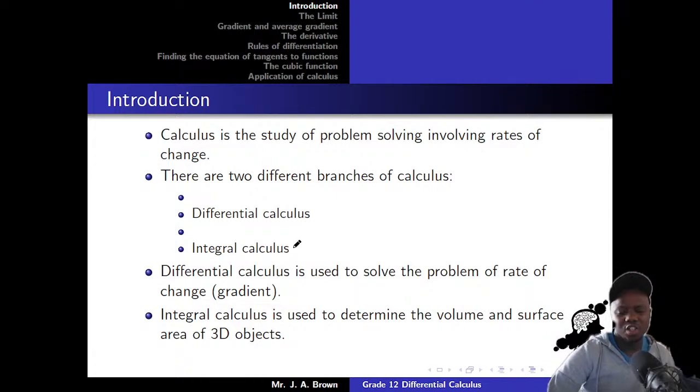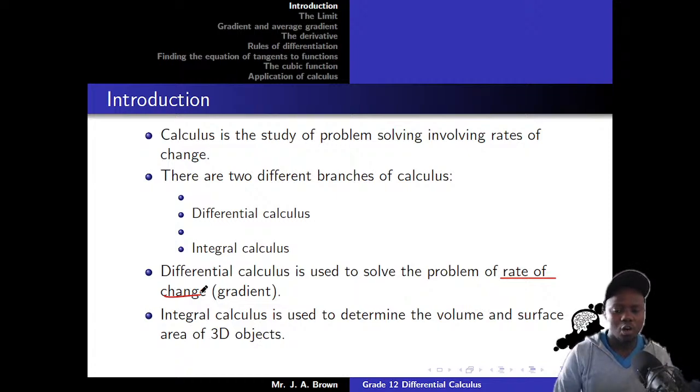We've got differential calculus being used to solve the problem of the rates of change. In other words, we use differential calculus to determine the gradient of the tangent at a specific point. We use differential calculus to do the problem solving involving rates of change. I hope that that makes sense.